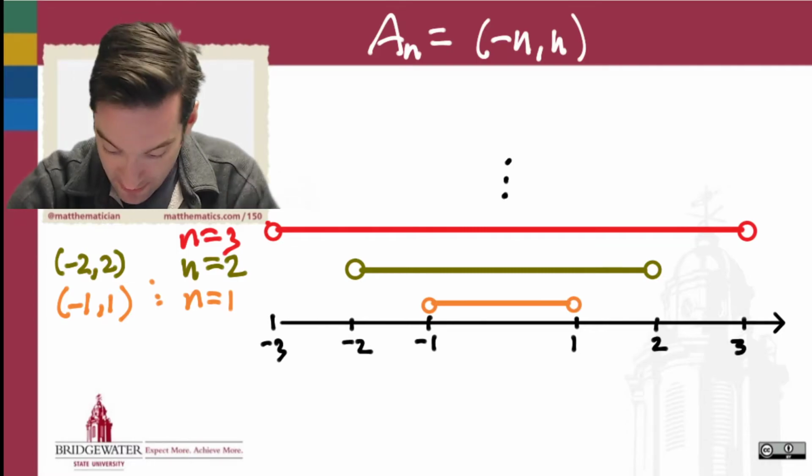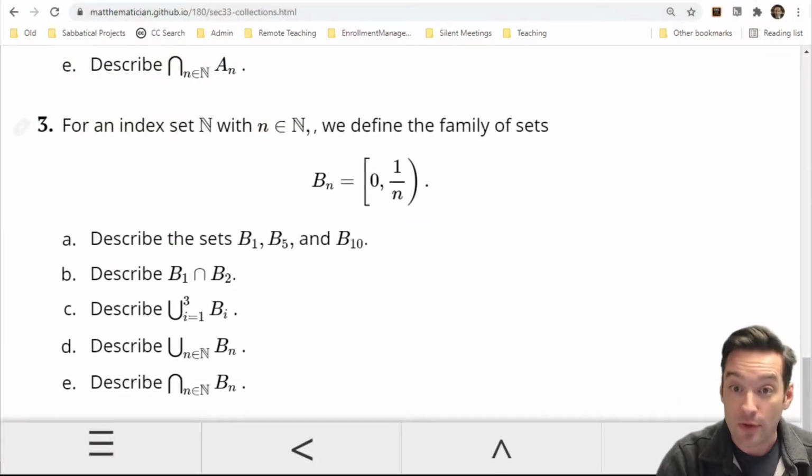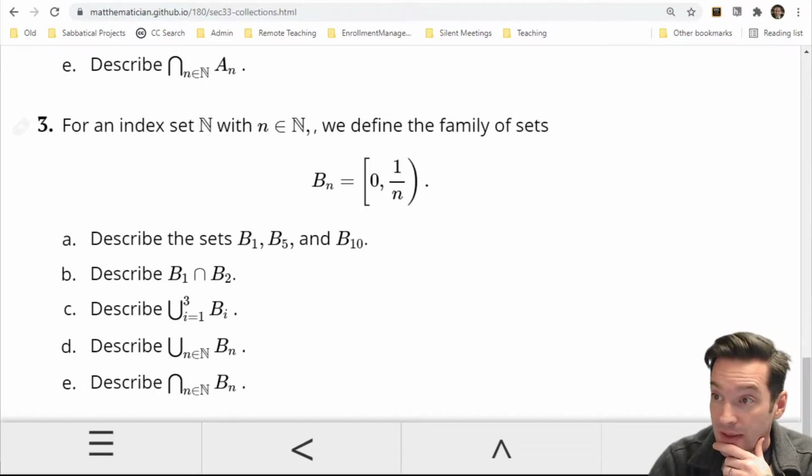And 3 is not that different. In number 3, we have a set of intervals, except this set is a set of what's called half-open intervals. So these are the B sub n's. And this is written as [0, 1/n), with a round parenthesis around the 1 over n, and a square bracket on the 0. So again, let's build a diagram of what this would look like for the first few of these B sub n's.